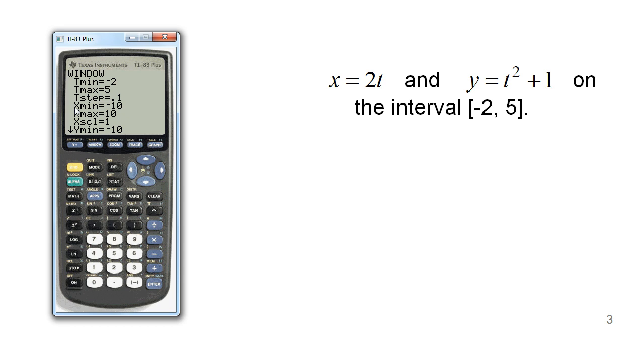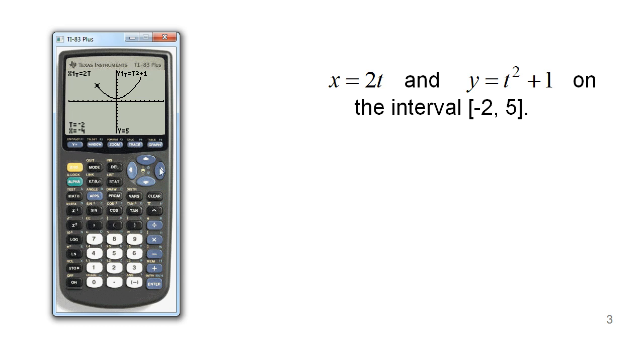And then you shouldn't have to mess with the rest of it. As long as you've set your t values, you should be okay. So if I push graph, there's the exact same curve that we had before. Now if you want to see what's happening on that, push trace.